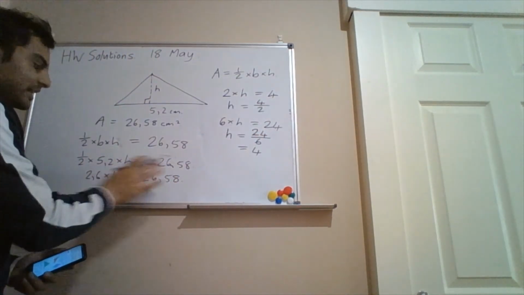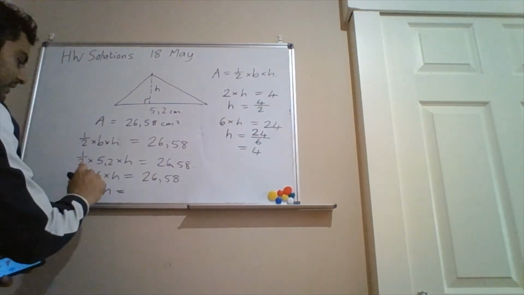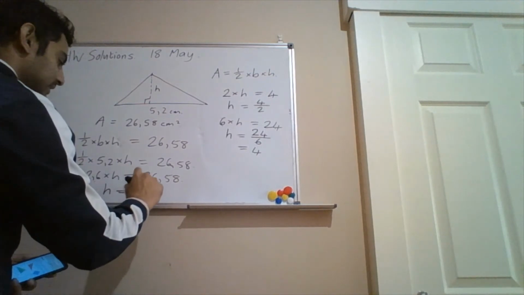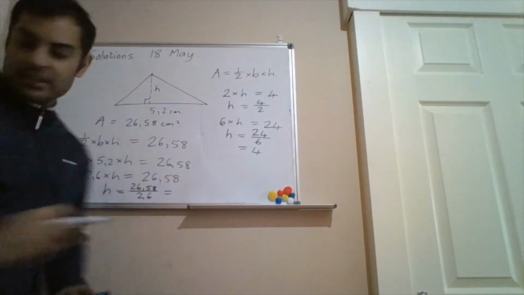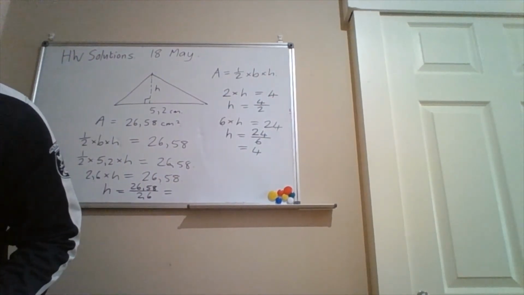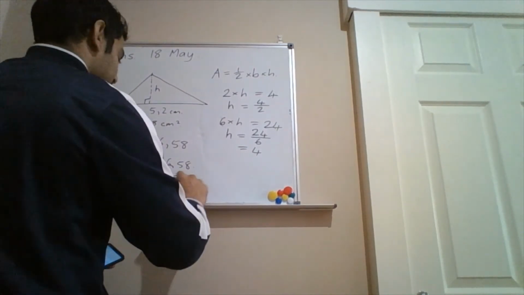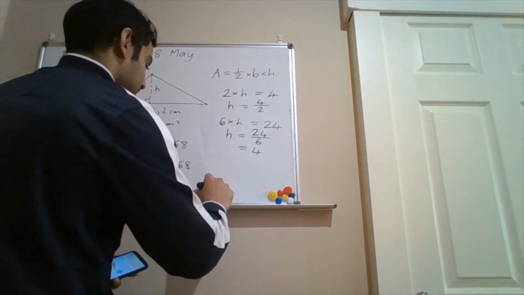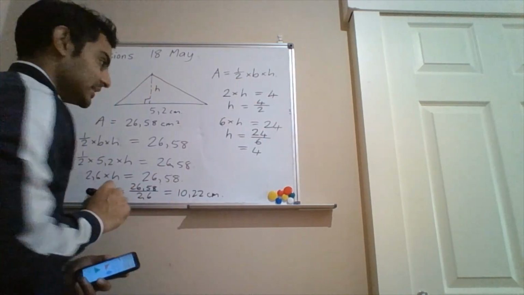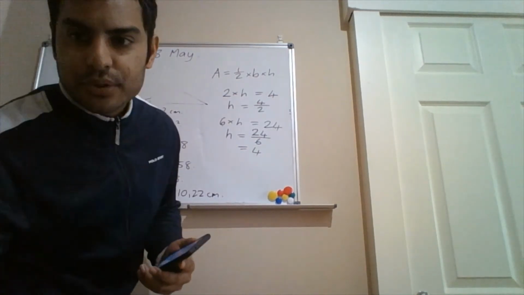So we're going to do the same thing over here. We're going to say that h is this number divided by this number. So it's 26,58 divided by 2,6. And I get 10,22. Remember, we must keep it to 2 decimal places, and our unit is centimeters. And pause. Now on to question 3.